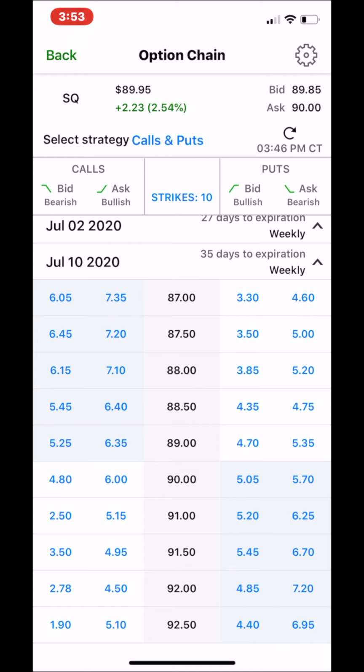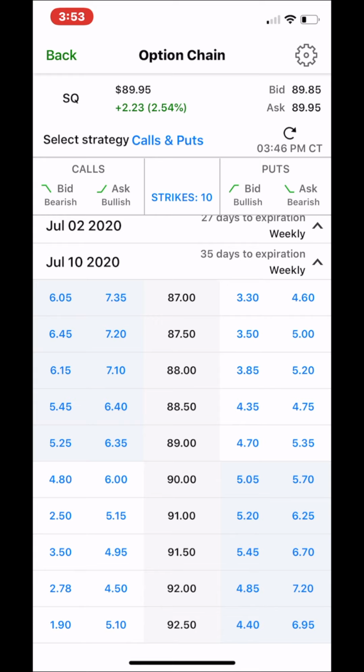It also depends on the delta and the theta, and we'll talk about delta and theta in the upcoming classes. We'll get deeper into options, but I just wanted to give you a basic understanding of what an option is.